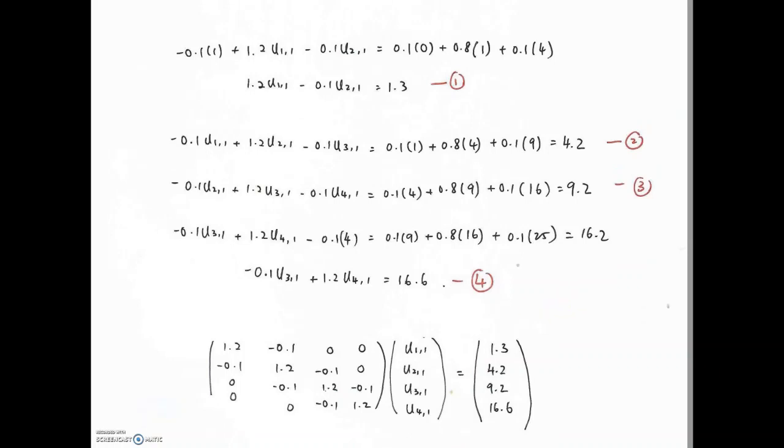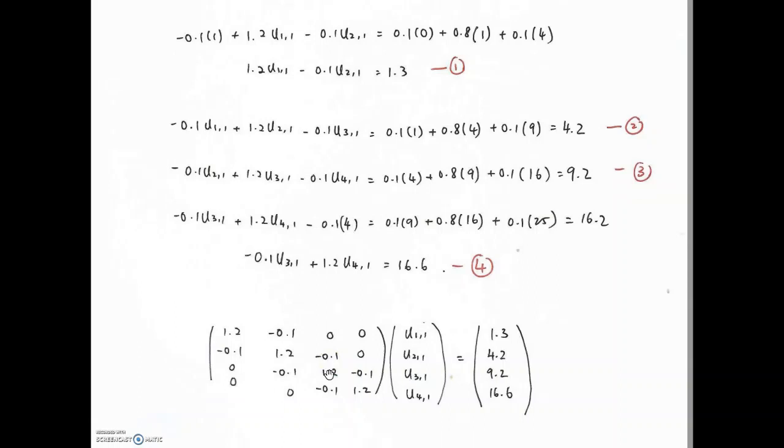From these 4 equations, we have 4 unknowns. So this is a tri-diagonal system. We have AU equals B, so we need to solve it by using the Thomas algorithm as instructed in the question.